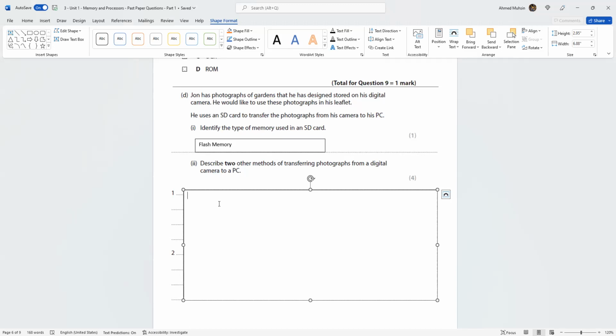We can say, using Bluetooth, John should pair his camera to his PC. Once both devices are paired, he can transfer photographs from his camera to his PC.